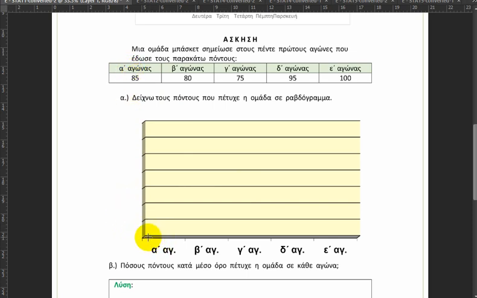First one is 85, so if this is 0, 10, 20, 30, 40, 50, 60, 70. Oh, we don't have enough room. So let's make each line count for 20: 20, 40, 60, 80, 100. Otherwise, we could start off from 70, let's say, so this could be 70, 75. But I find it easier to always have a 0 at the bottom.